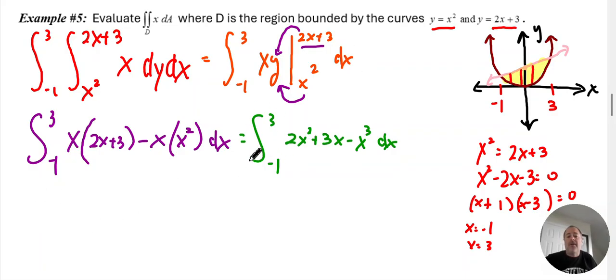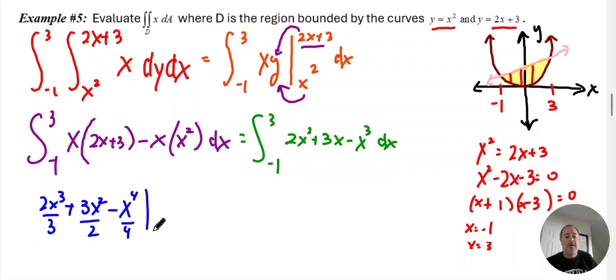And then we just start integrating again with respect to x. We're back to a very simple problem that we've done in previous courses. When we integrate, we get 2x cubed over 3 plus 3x squared over 2 minus x to the 4th over 4, evaluated from -1 to 3.